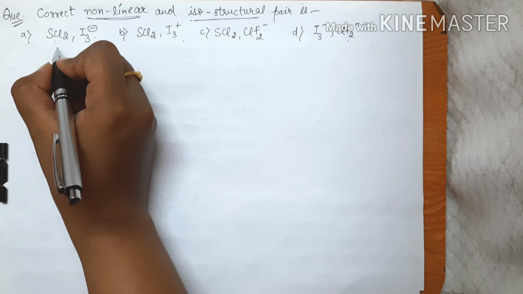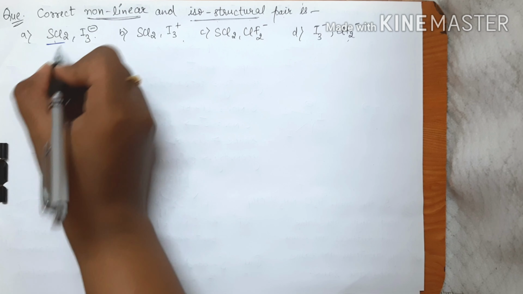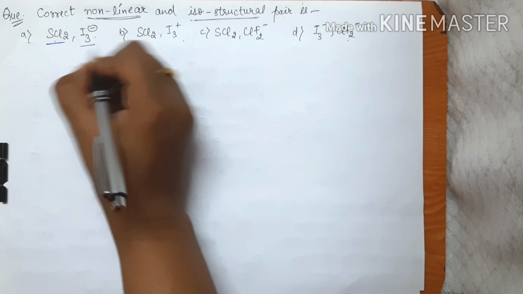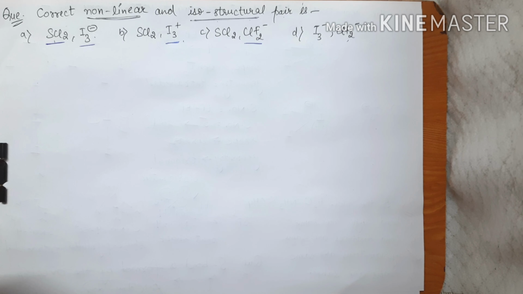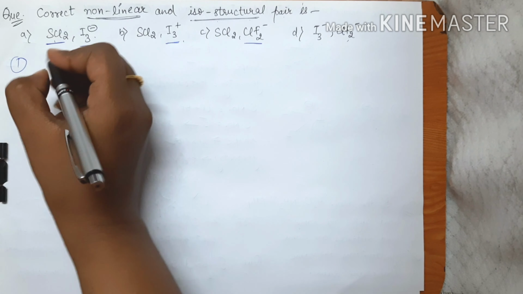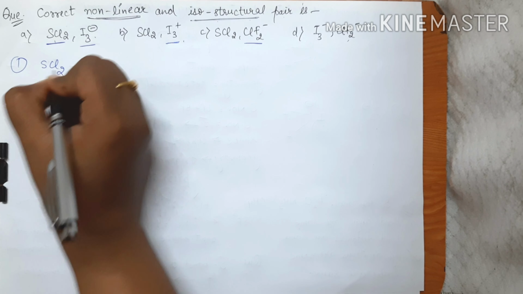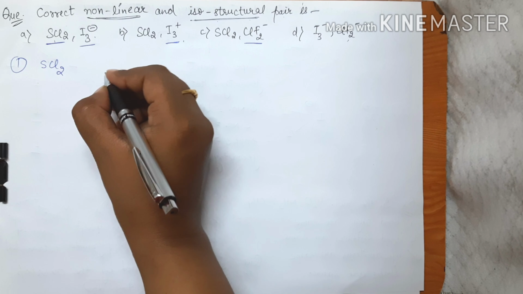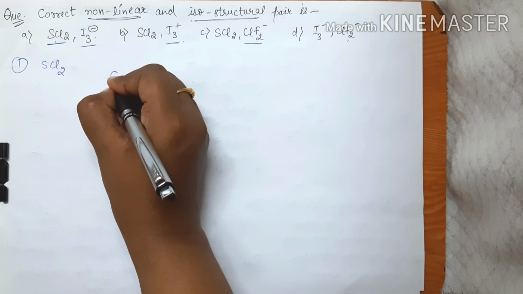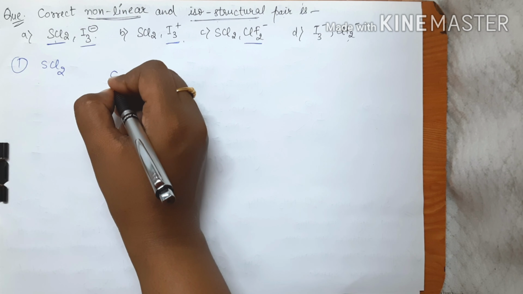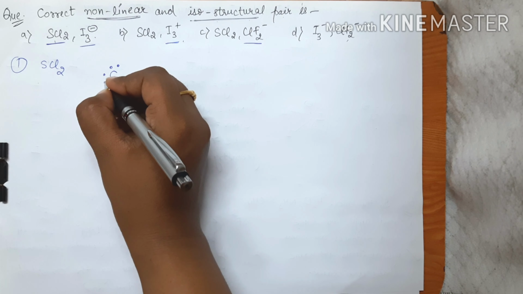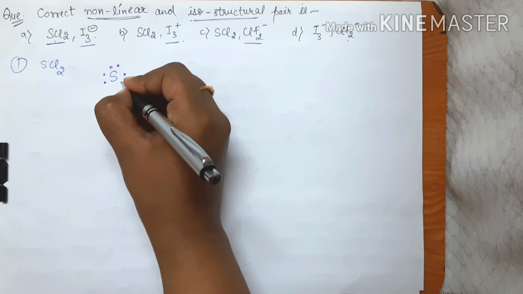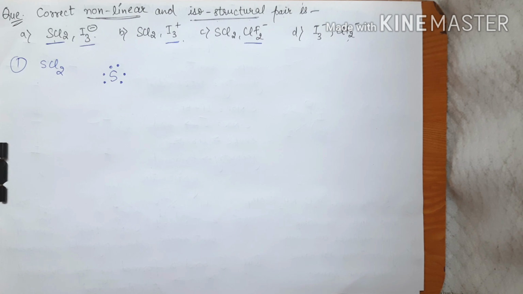The molecules which we have to analyze are SCl2, I3 negative, I3 positive and ClF2 negative. These are the four molecules. First we'll go for SCl2. Here the central atom is going to be sulfur, right? It will have 1, 2, 3, 4, 5 and 6 electrons in the valence shell, because it belongs to the oxygen family.